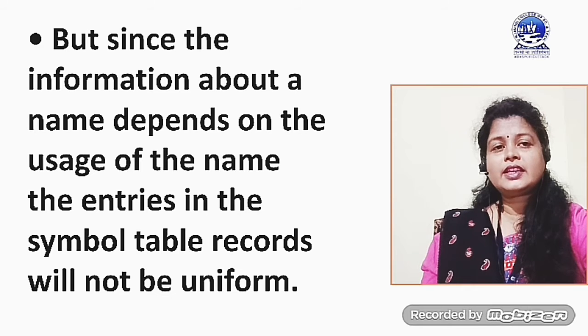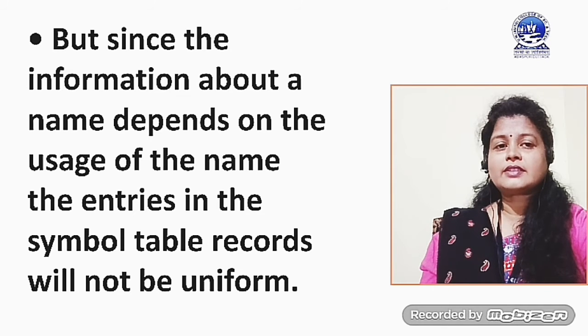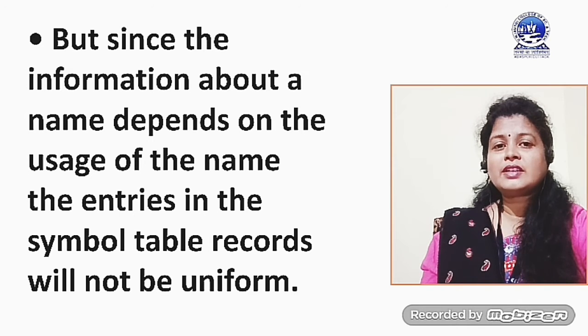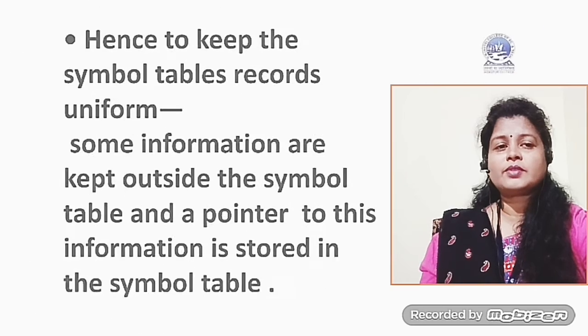But since the information about a name depends on the uses of the name, the entries in the symbol table records will not be uniform. Obviously, the symbol table consists of a number of records, but the records are not uniform. One record may consist of 5 fields, whereas another record may consist of 2 or 3 fields. It depends on how many attributes each entry has.